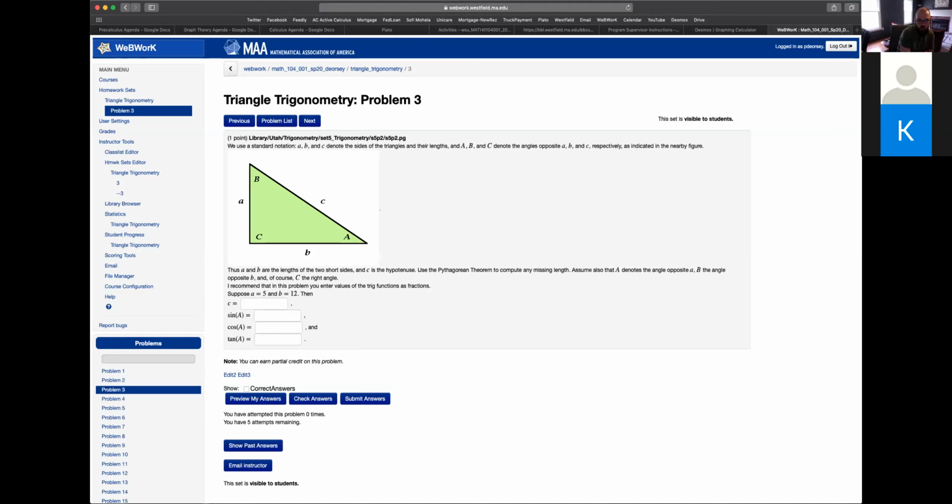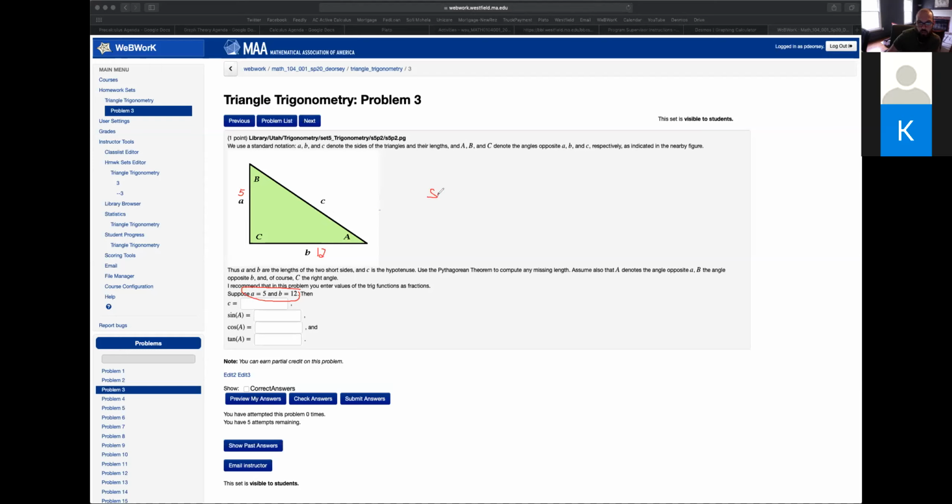Okay. Yeah. So it's asking you for sine of A, sine of B, and sine of C. So what you have here is, I use annotate to draw on this. The information that it's giving you is saying, suppose A is 5 and B is 12, right? So this side length here is 5 and this side length here is 12. So if we're filling this out, I found everything else that I need, like I found all the angles and all the sides. So you actually don't need that, that's more information than you need.